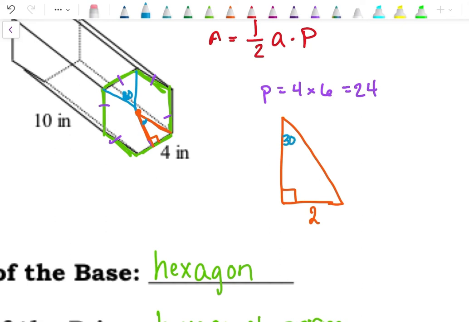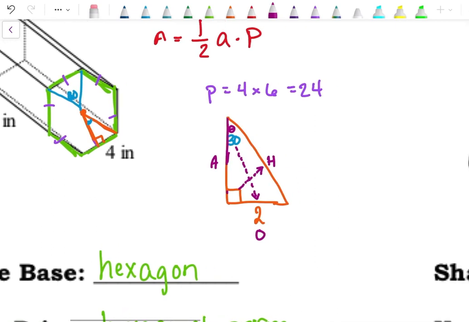Now, if I want to find my apothem, that's going to be this side right here. So what I need to do is I need to do some trig to figure that out. So I'm going to label my opposite, adjacent, and hypotenuse really quick using my theta. So opposite that is 2. Adjacent is going to be this side right here because my hypotenuse is opposite the 90, which is here. So I'm going to do some tangent. I'm going to do tangent of my angle, theta, is equal to opposite 2 over my adjacent, which I want. We don't know it though, so we're going to call it x.